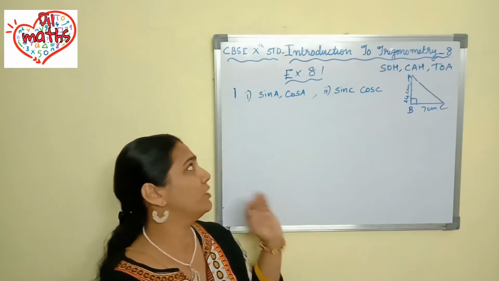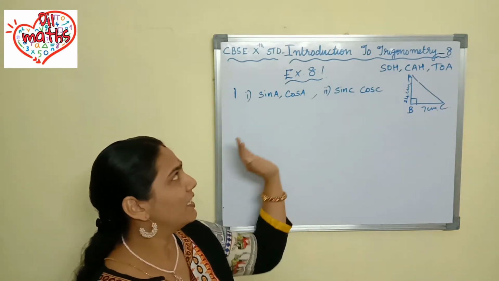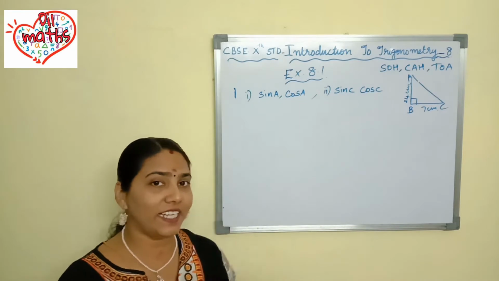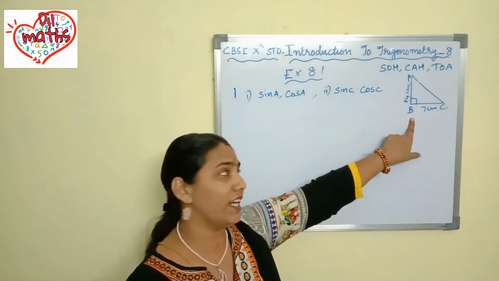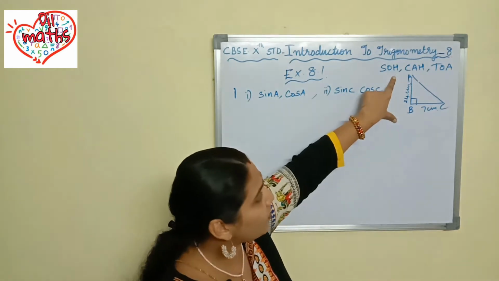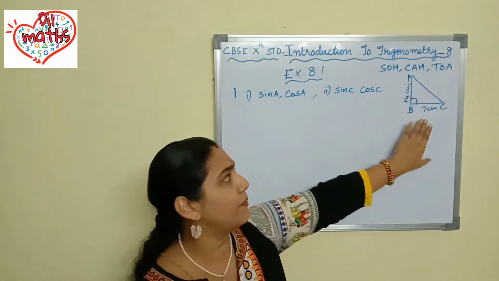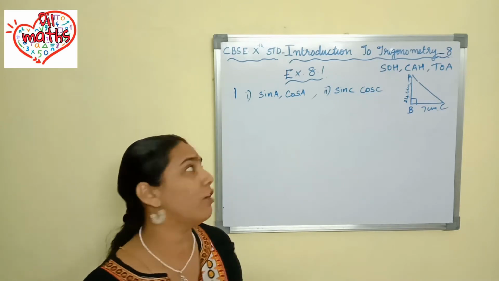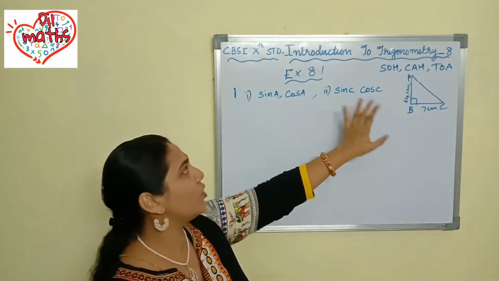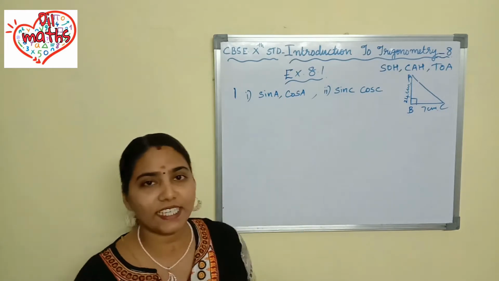8.1 first question. What is the first question? In that they gave a right angle triangle, with the right angle at B. And they gave AB is equal to 24 centimeters and BC is equal to 7 centimeters. What should you find out? You should find out sin A, cos A, and the second one is sin C, cos C.